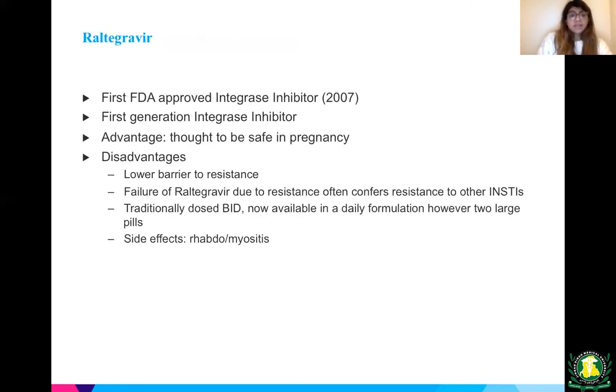So raltegravir was the first approved integrase inhibitor. That was in 2007, if you remember from the timeline. So it's now, of course, considered a first generation integrase inhibitor. It was thought to be safe in pregnancy. Some of the disadvantages: it has a lower barrier to resistance than some of the other integrase inhibitors. A failure of raltegravir often confers resistance to other integrase inhibitors. You have to dose it twice a day. And some of the side effects are rhabdomyolysis or myositis.